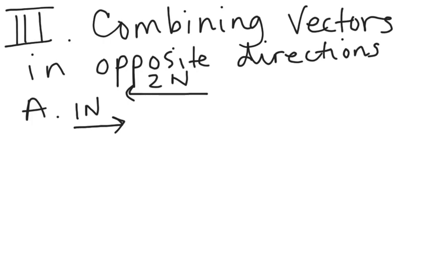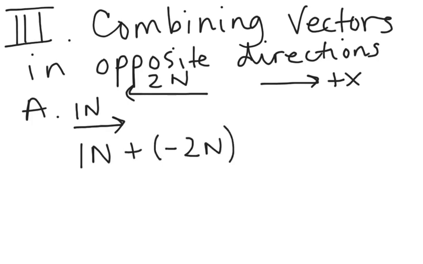Well, these are in opposite directions, and if I assign going to the right as a plus x, then my 1 Newton force will be positive and my 2 Newton force will be negative. So in essence, we will subtract them, or we could write it out as 1 Newton plus a negative 2 Newton, that negative meaning going left, and my answer comes out to be negative 1 Newton.